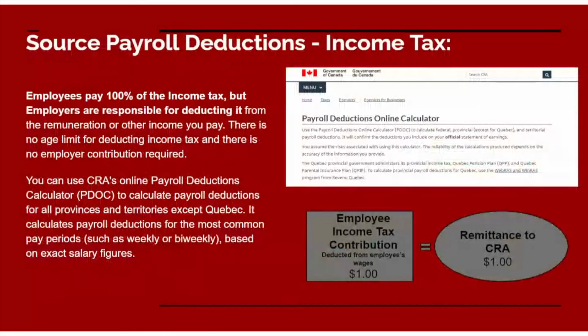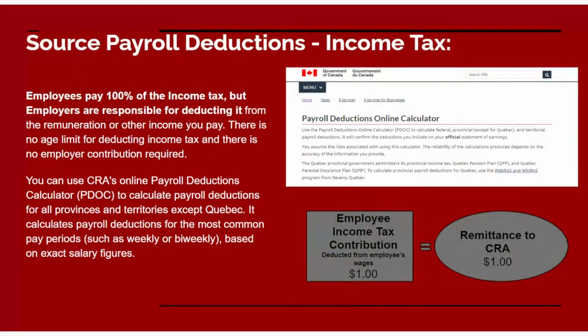The next deduction is income tax. Now, you don't pay anything as an employer. You don't pay any income tax for the employee. The employee's income tax comes directly out of the employee's salary. So 100% of income tax is paid by the employees, but you're responsible as the employer for deducting it.